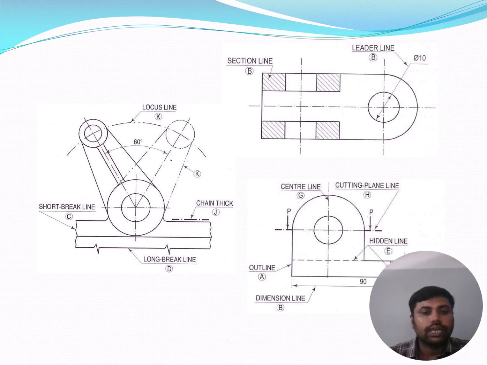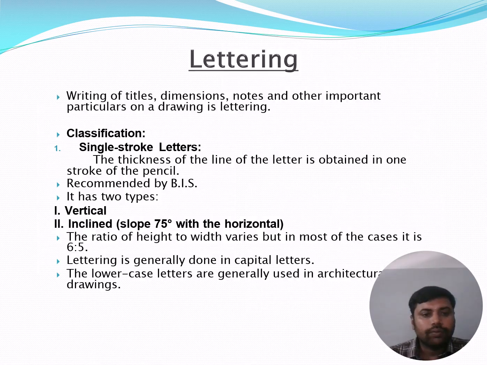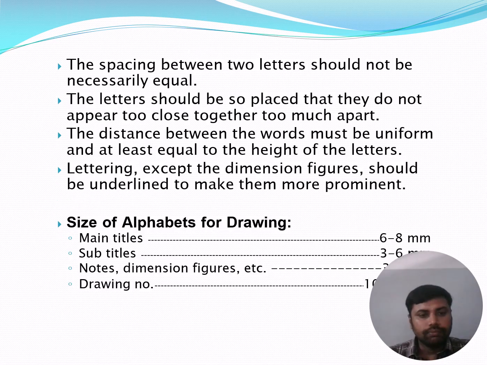Then lettering. Coming to the lettering process, inclined single stroke letters are inclined at a slope of 75 degrees with the horizontal. Main title 6 to 8 mm, subtitles 3 to 6 mm, notes, dimensions, drawing numbers, everything we can use by the sizes given by the ISO formats.